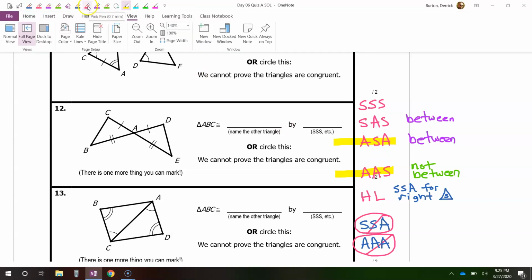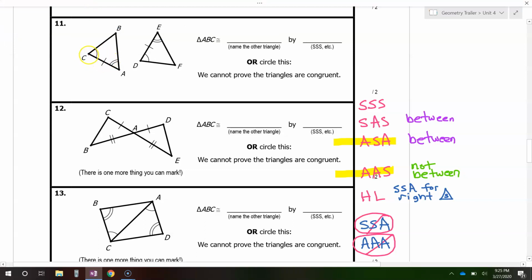Well, let's just look at one triangle at a time. Angle C is one of the angles. Angle A is the other. The side that is between those two angles is right here. And guess what? That is the side that's marked. So the marked side is between the two angles. That makes this angle side angle.